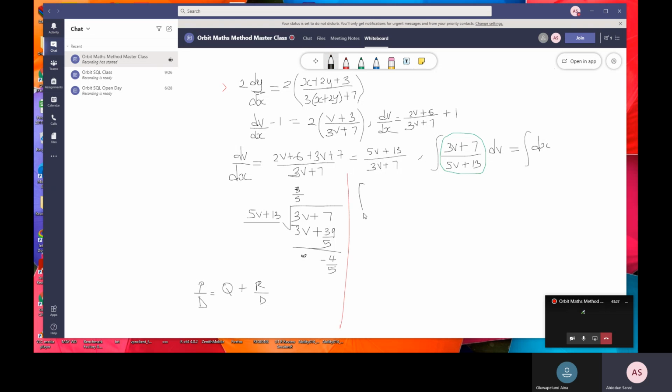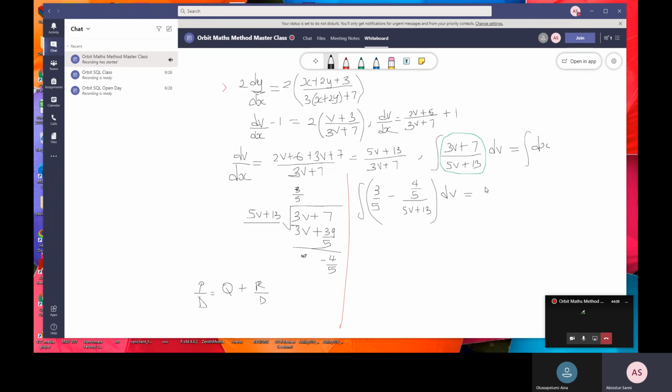So instead of integrating this, this is what I'll be integrating entirely. I'm going to be integrating the quotient, which is 3 over 5, plus, because I have minus 4 over 5, that's the remainder, I do it like this: minus 4 over 5 all over the divisor, that's 5v plus 13. So this is what I will be integrating. By the time I simplify this one, I will still have this guy back. So is that clear to this point?